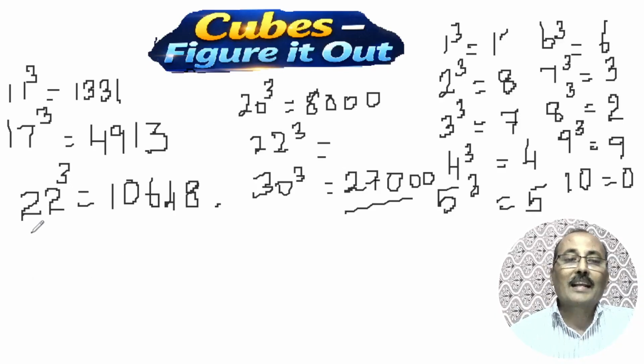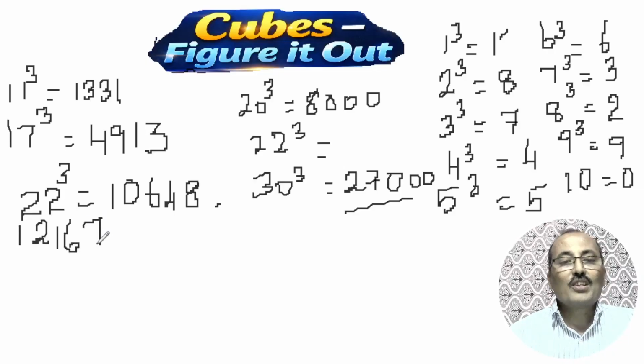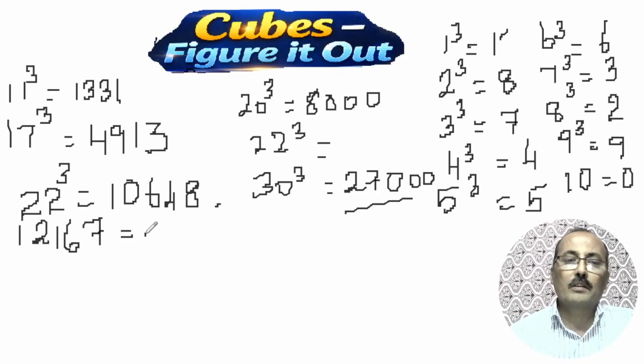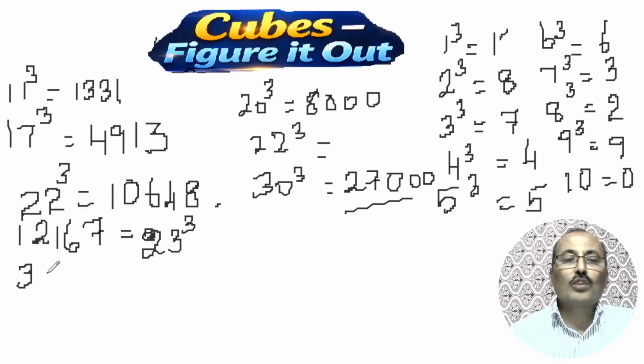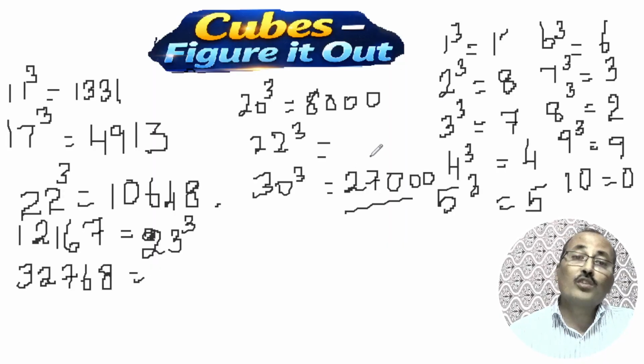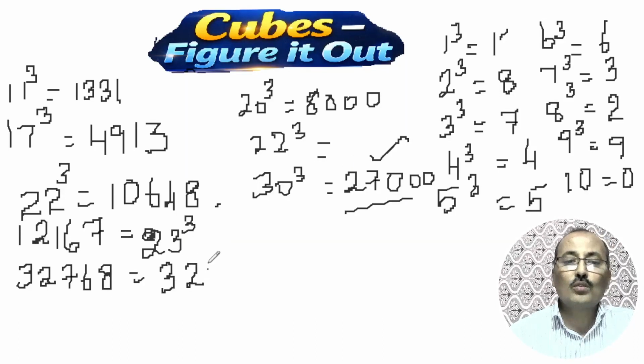In the same manner, can you guess it for 12,167? Surely it is closer to this one. It is nothing but 23 cube. You multiply it and check. Then suppose I increase to 32,768, what will happen? It goes above 30, and the ending digit is again 8. Therefore, you can say that it is 32 cube.